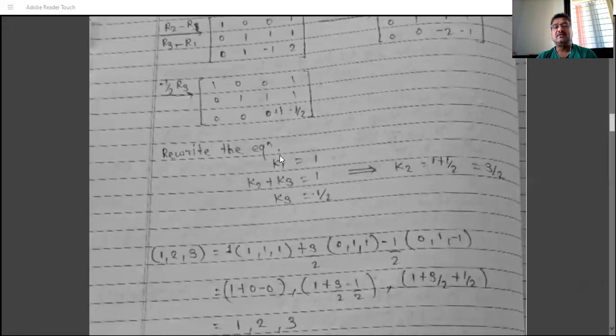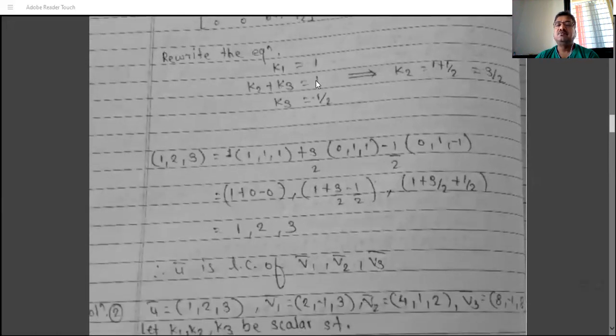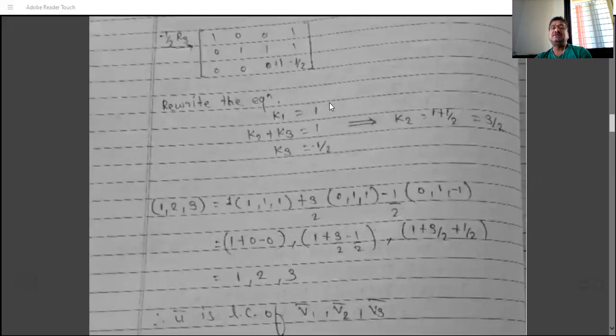So rewrite the equation like this. We have this matrix form of this equation. Now we have to write the equations from the matrix. So K1 into 1 is K1 plus 0 into K2 plus 0 into K3 is equal to 1. Then 0 into K1 plus K2 plus K3 is equal to 1. And then the last is 0 into K1, 0 into K2, K3 is equal to minus half. And so we have the value of K3 as minus half; substituting in the second equation, minus half becomes plus half, so K2 is 3 by 2. So K1 is 1, K2 is 3 by 2, and K3 is minus half.